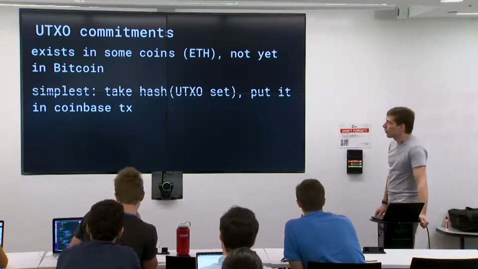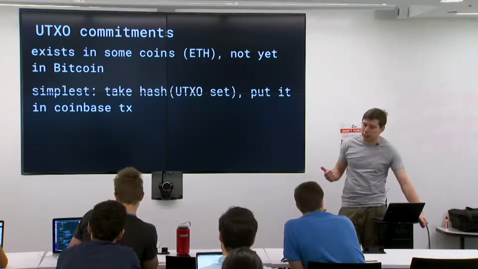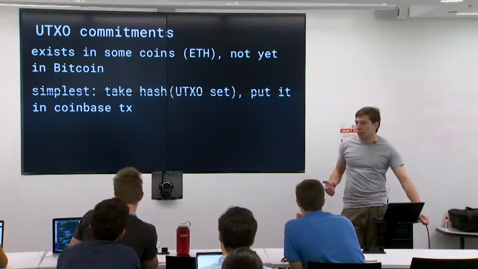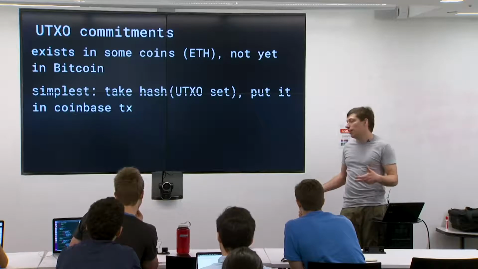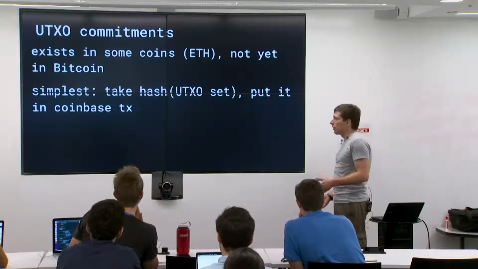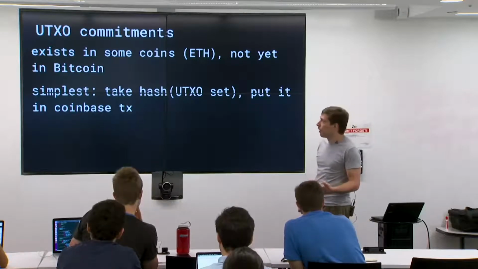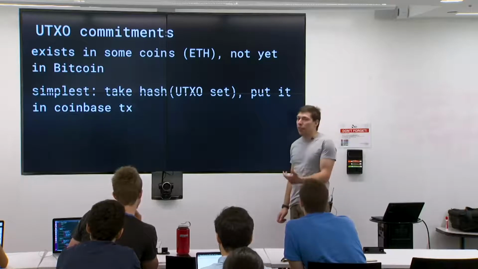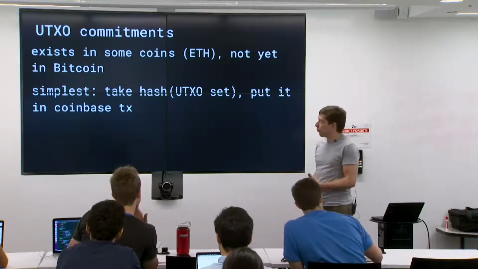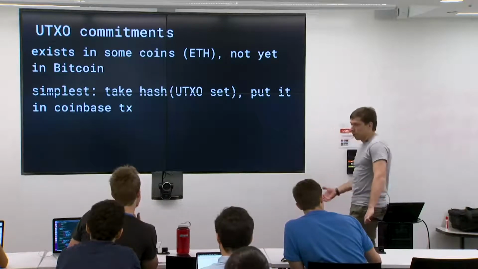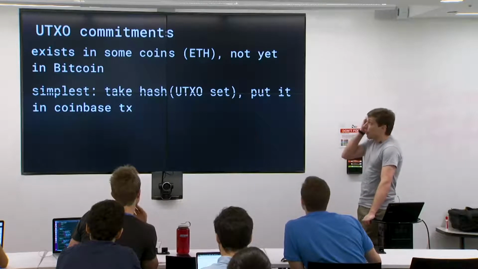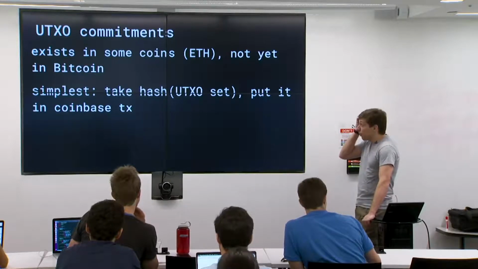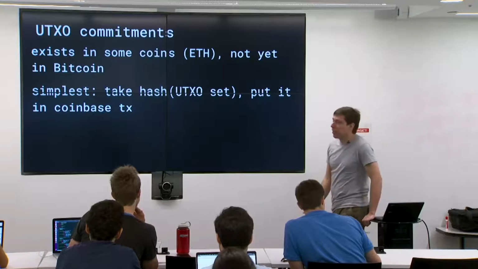And this exists in some coins, like in Ethereum. Joe Bonneau was saying that you basically have a tree of all the different contracts and all the different addresses that exist in Ethereum. And the root of that tree appears in every block header. So you can make these proofs that coins exist based on a block header. So it exists in Ethereum. It doesn't exist in Bitcoin, but people have been talking about it for years.